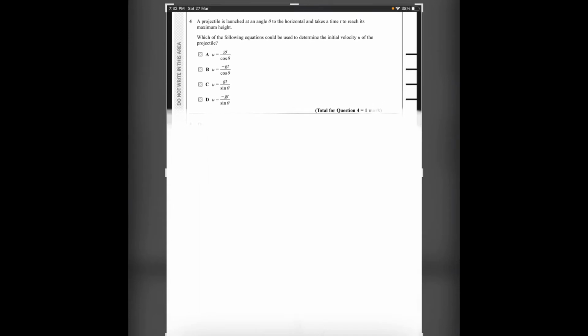Number 4. A projectile is launched at an angle theta to the horizontal and takes time t to reach its maximum height. Which of the following equations can be used to determine the initial velocity u of the projectile? This is a SUVAT equation, S U V A T, where S is the displacement, U is the initial velocity, V is the final velocity, A is the acceleration, and T is time.